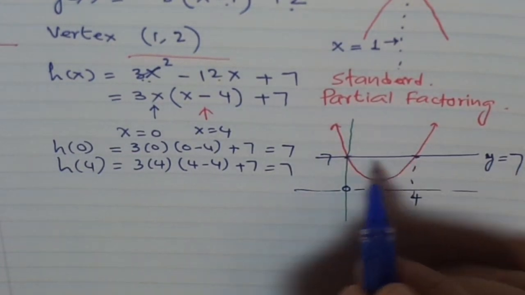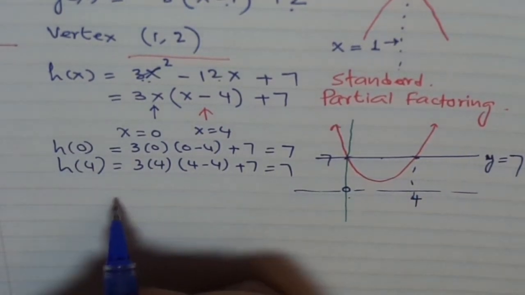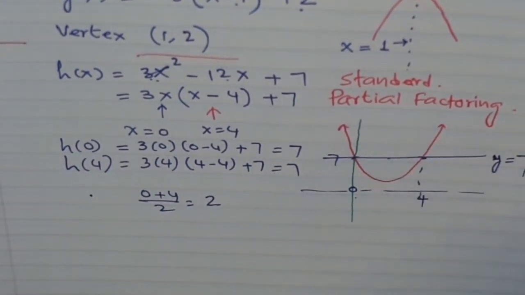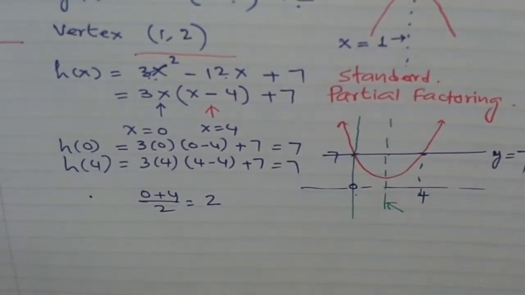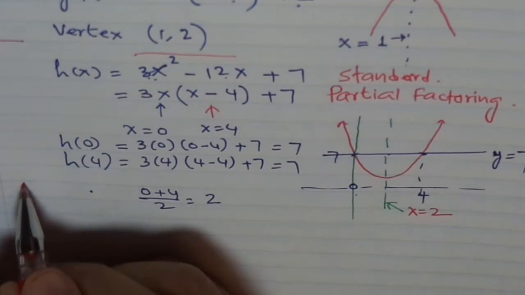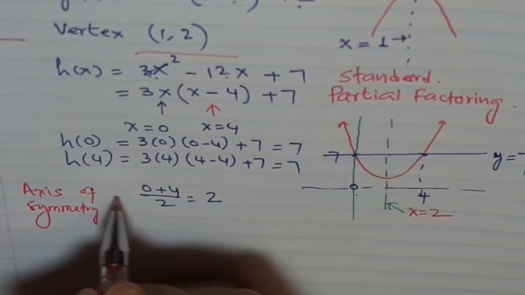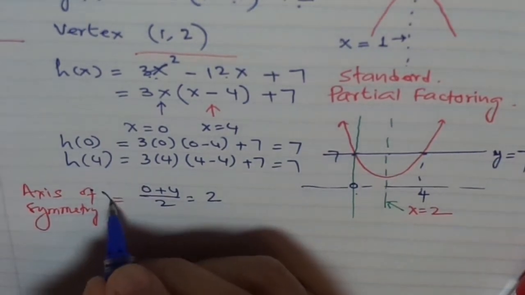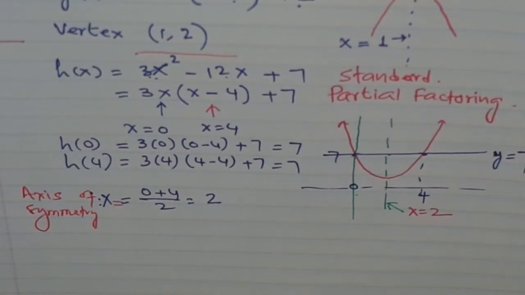So if I want to find just the center value of this, what should I do? I can take the average of 0 and 4. Let me do that. So we say 0 plus 4 divided by 2 is 2, right? Which gives us this point. And that is our axis of symmetry. Do you see that? So this is x equals 2. So we say axis of symmetry is x equals 2. So that is how you can find the axis of symmetry using partial factoring.